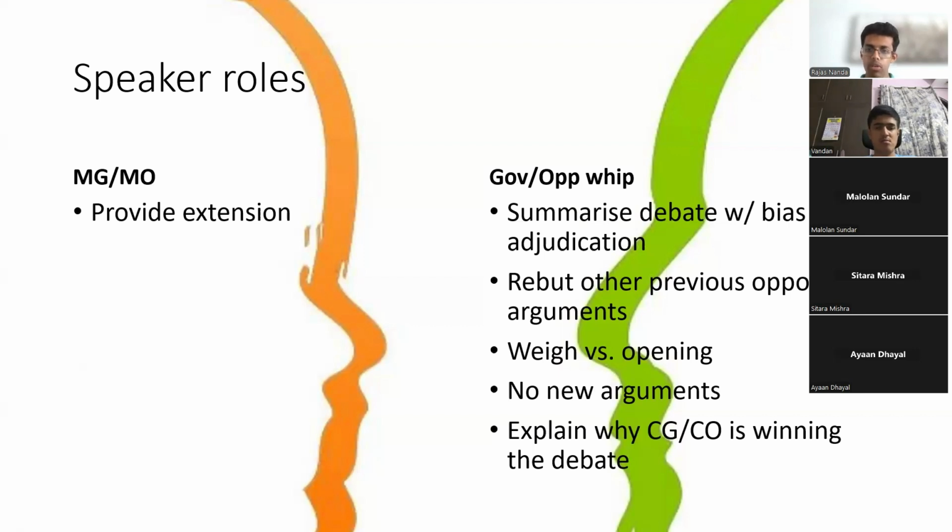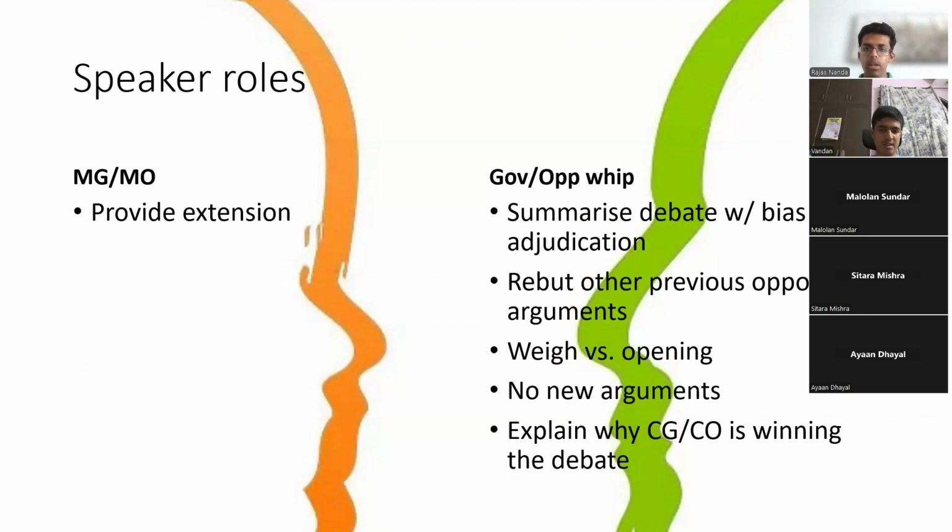Finally, you then rebut your opponents, and you're not allowed to give any new arguments. So all of your speech should be summarizing, rebutting, things along those lines, not actually bringing up new content, because you're literally at the end of the debate. If you gave a new argument, there would be no way to engage with it or for the other team to respond to it, which would be quite unfair.